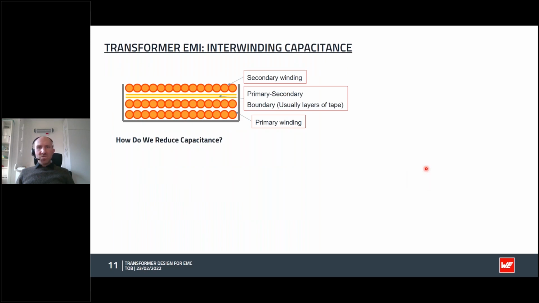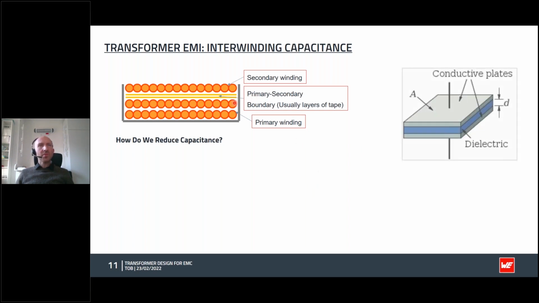And now let's look specifically at one of the parasitics, and here we're looking at the inter-winding capacitance. So what is a capacitor? A parallel plate capacitor is made up of two plates, one on top of the other, with some dielectric material between them at some distance.